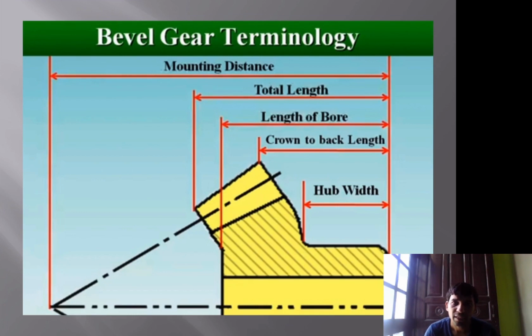Next are the mounting distance, total length, length of bore, crown to back length and hub width. This figure shows you the mounting distance of the bevel gear and the total length. What is the total length? The total length is the length from the start of the bevel gear to the end of the hub. Similarly, the length of the bore is the dimension of the bore in which the shaft is attached to the bevel gear. Similarly, the hub length is the length of the hub mount created on the bevel gear.